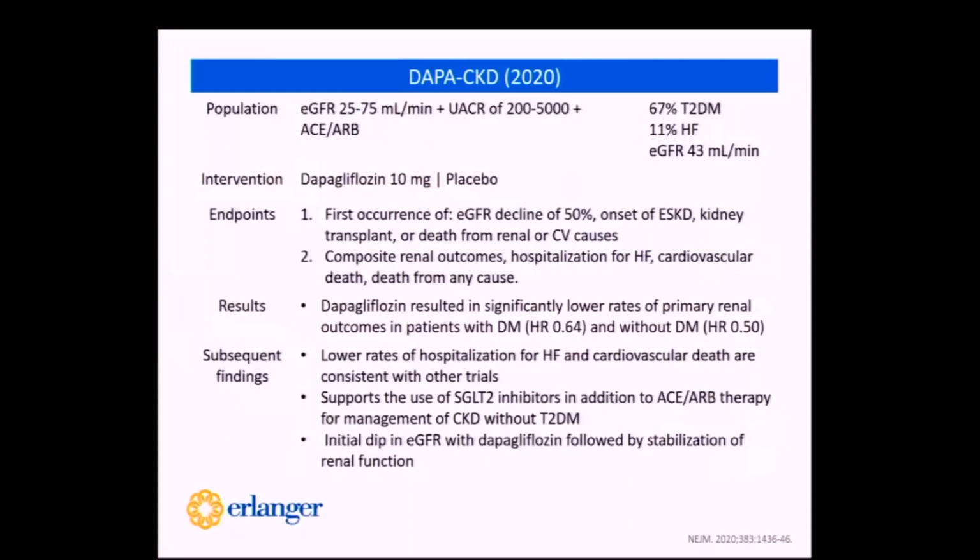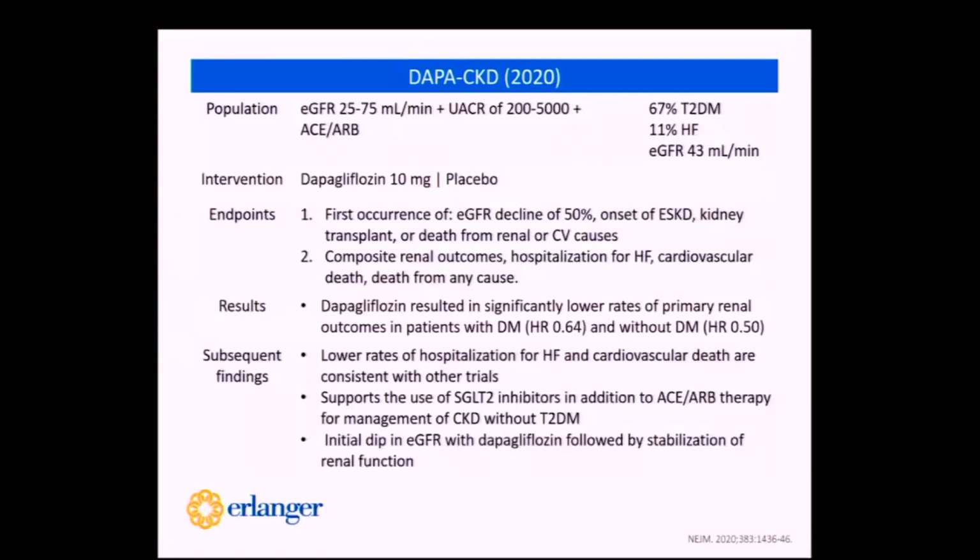And this was one of the first trials to look at patients without type 2 diabetes. So at baseline, the population had an EGFR between 25 and 75 milliliters per minute. So they kind of went under those renal parameters that we talked about earlier. Patients also had a urine albumin creatinine ratio of 200 to 5,000 and were on an ACE or an ARB at baseline. So notice that only about 67% of these patients had type 2 diabetes at baseline. Only about 11% had heart failure, and the average EGFR was about 43 milliliters per minute.